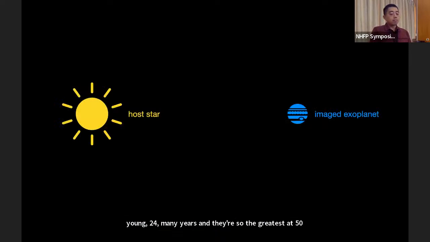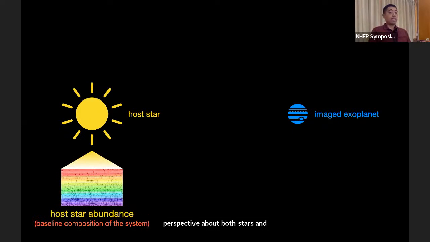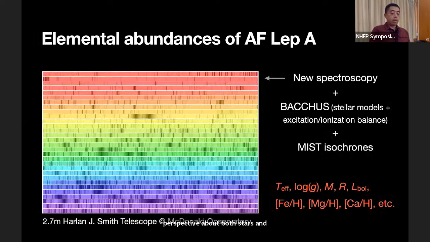So in order to understand the properties of the system, I would really like to highlight the value of a holistic perspective about both stars and planets. So the first step here is to study the stellar abundance. We have acquired high resolution spectroscopy for the host stars of all of the imaged planets and benchmark brown dwarfs. And this is an example spectrum that we observed from this program.